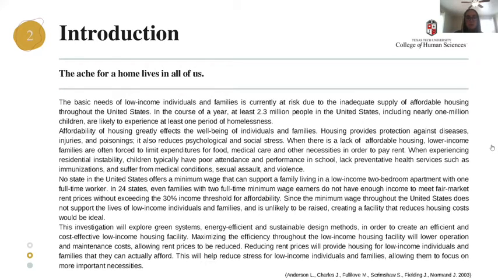No state in the United States offers a minimum wage that can support a family living in a low-income, two-bedroom apartment with one full-time worker. Since the minimum wage throughout the United States does not support the lives of low-income people and is unlikely to be raised, creating a facility that reduces housing costs would be ideal. Throughout my investigation, I will be exploring how to maximize energy efficiency throughout a low-income housing facility in order to reduce maintenance and operation costs, allowing rent prices to be reduced.